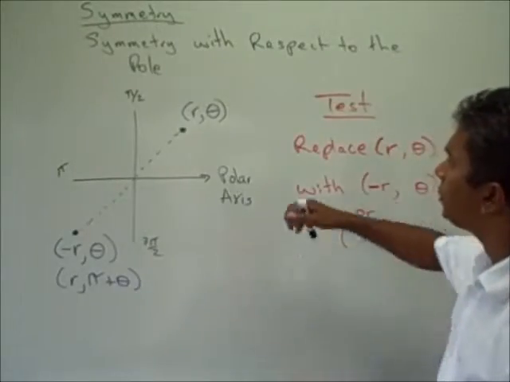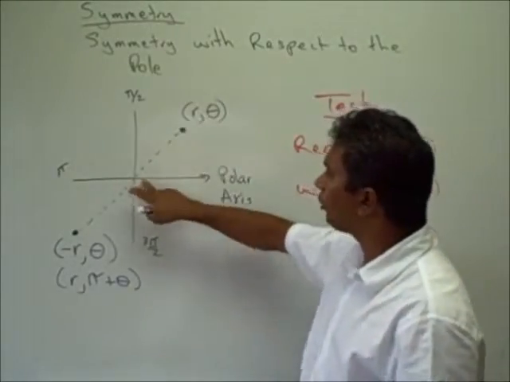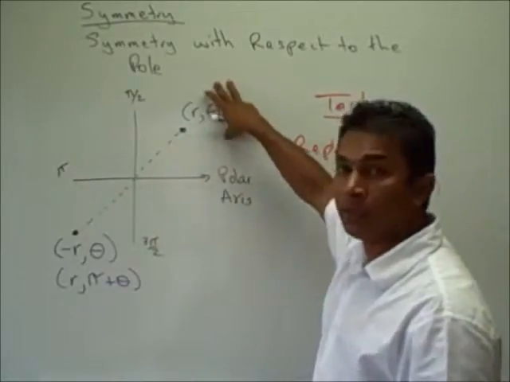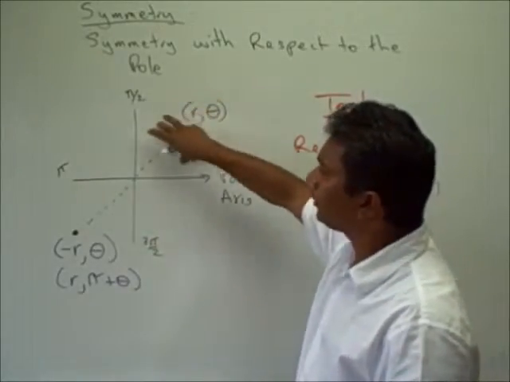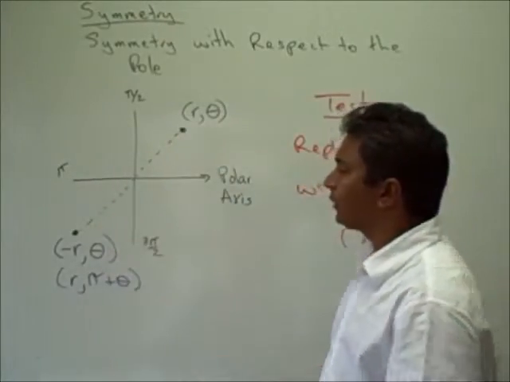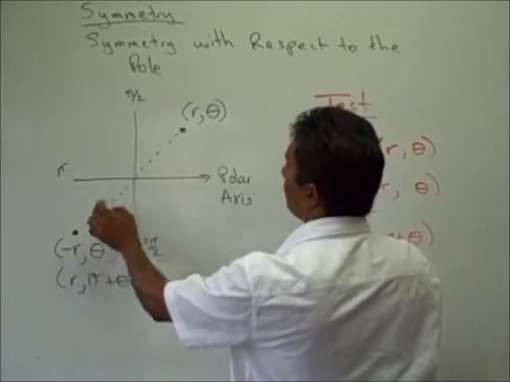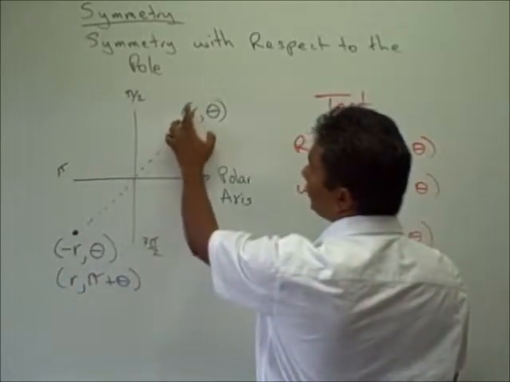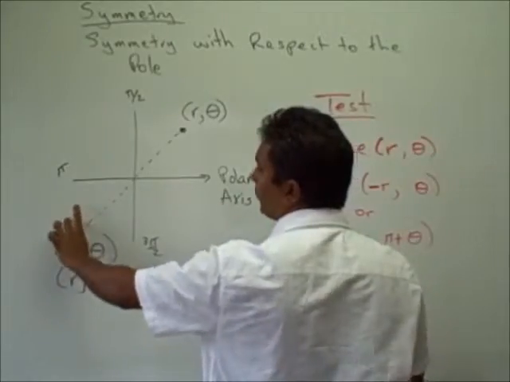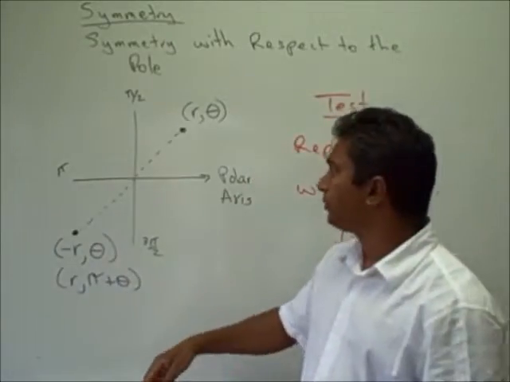Here we're testing symmetry with respect to our pole, or the origin. We have our point (r, theta), which is in our first quadrant. And if it's reflected around the origin or the pole, then it will end up in our third quadrant. So to get our reflected point, we could change the direction of r, maintaining theta, so we could have (negative r, theta), which will give us the reflected point.